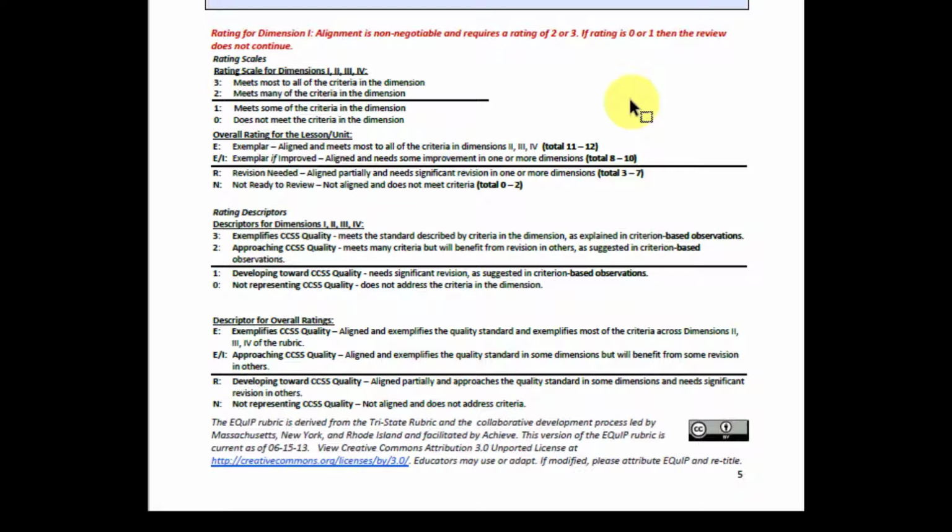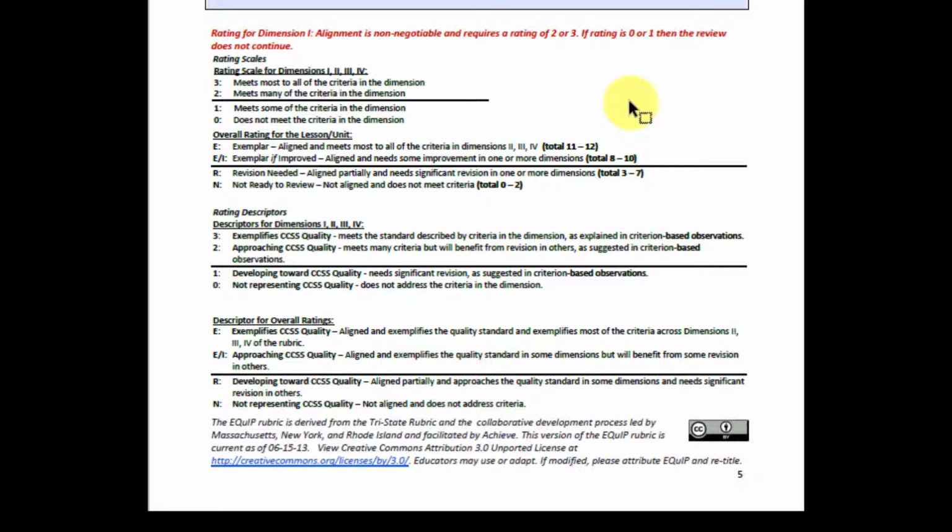One thing to note is that as you work with the EQuIP, you will hear several times that we want this aligned with the Common Core state standards. If at any point something is not aligned with the Common Core state standards, you should stop the process and it should be returned to the creator of the lesson for them to revise it before going on any further.